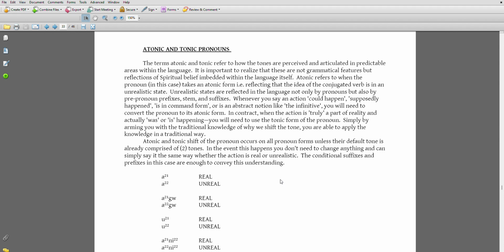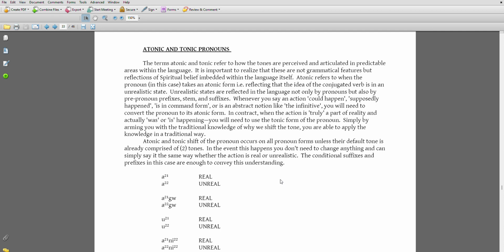Whenever you say an action could happen, supposedly happened, is in command form, or is an abstract notion like the infinitive, you will need to convert the pronoun to its atonic form. In contrast, when the action is truly a part of reality and actually was or is happening, you will need to use the tonic form of the pronoun. Simply by arming you with the traditional knowledge of why we shift the tone, you are able to apply the knowledge in a traditional way.